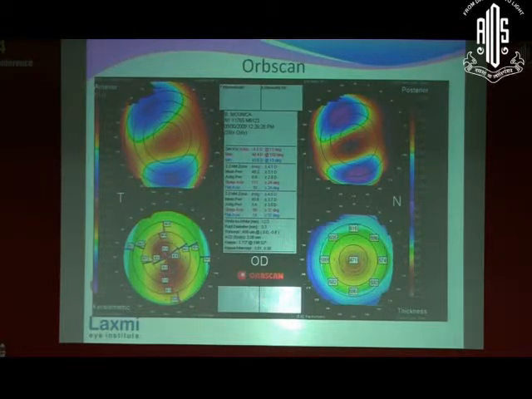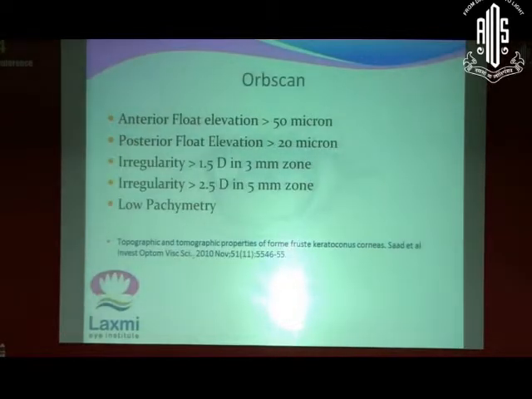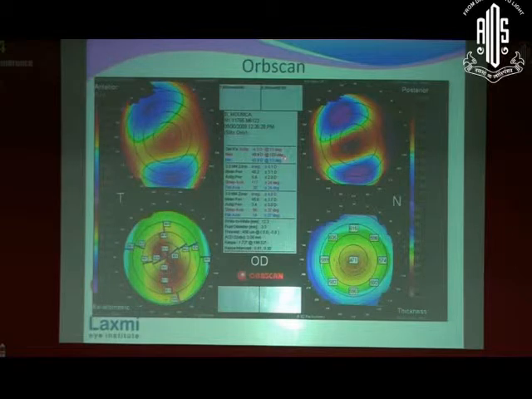The primary elevation-based topography which came in was the Orbscan and later the Orbscan 2. This is what it depicts, the quad map. This is the anterior surface of the cornea, the posterior surface of the cornea, the anterior and the posterior floats. This is the keratometric map which gives you the keratometry values, and this is the pachymetric map which gives you the point-to-point localization and data of the pachymetry. And then you have various numerical data, which gives you the simulated K value, astigmatism, and the 3 mm and the 5 mm zone.